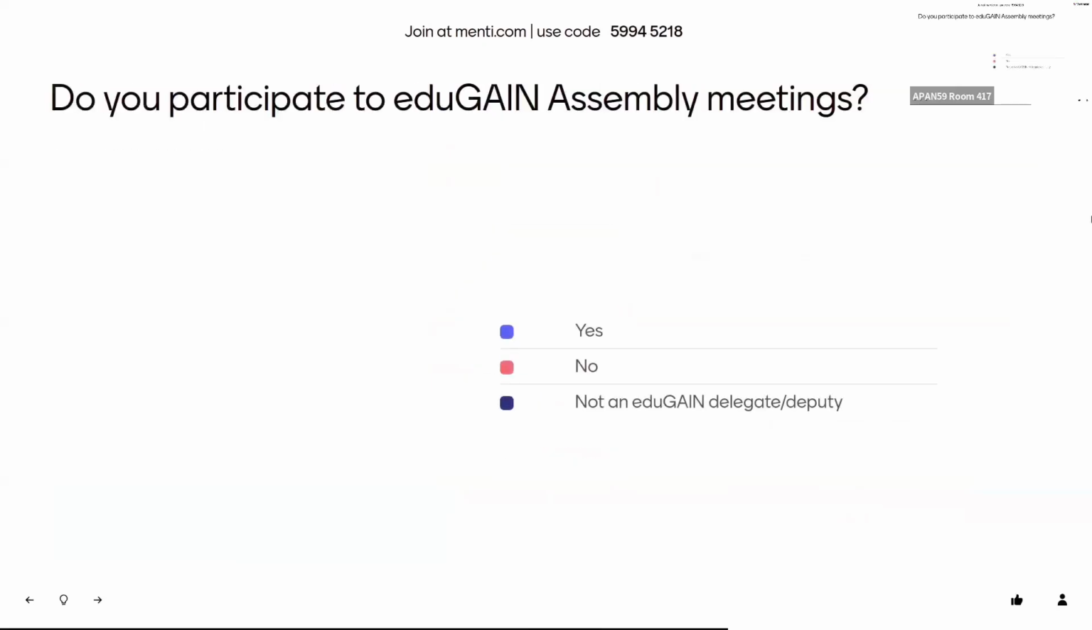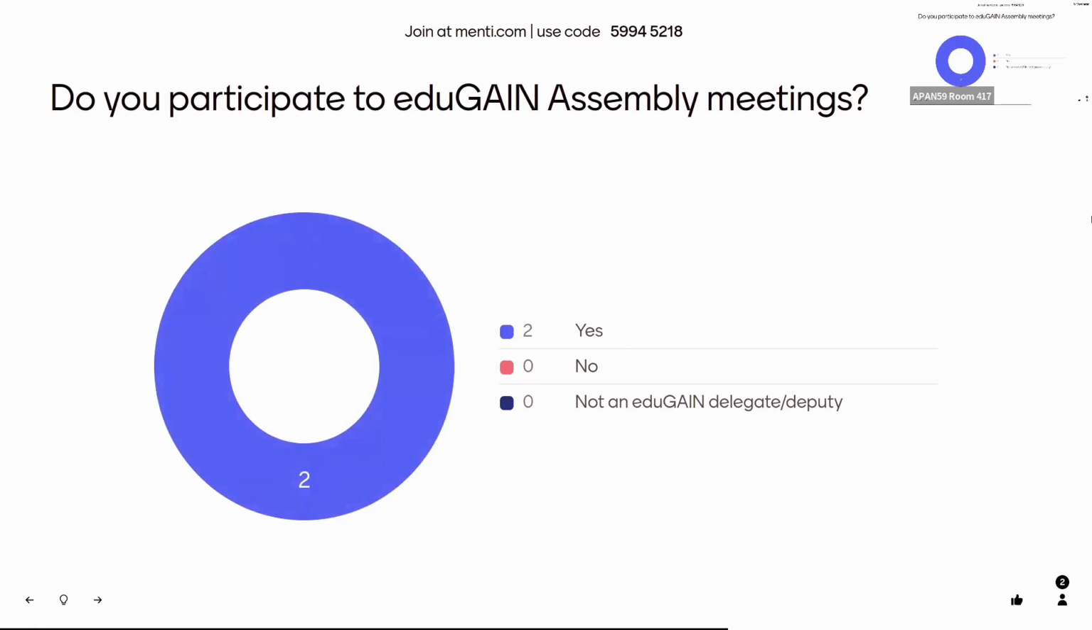Yeah, this is a simple one. It's not as hard as the last one. This is a yes, no, or not an Edugain delegate or deputy yet question. So it's quite easy to answer. We want to add people, we want to have more engagement. That's a thing.